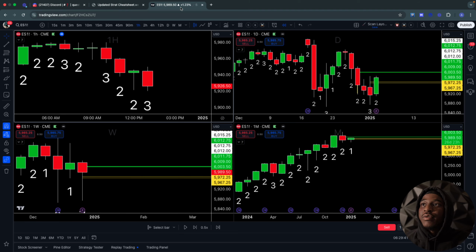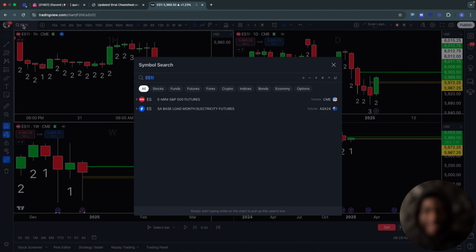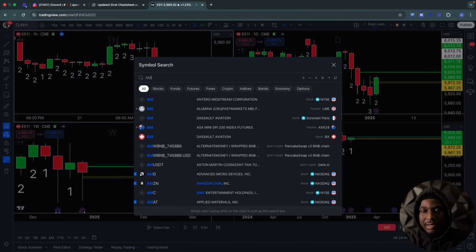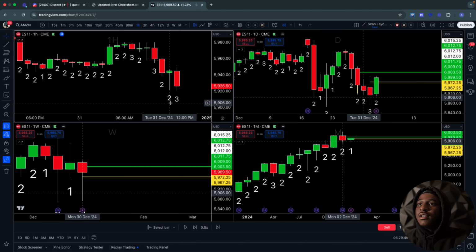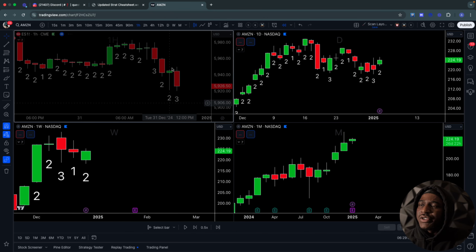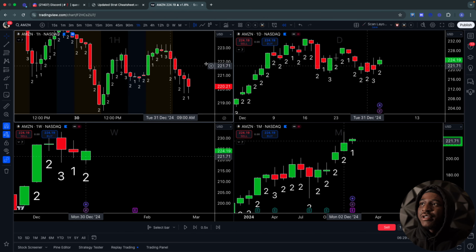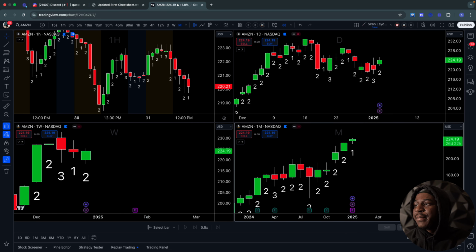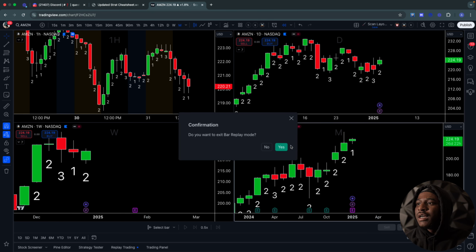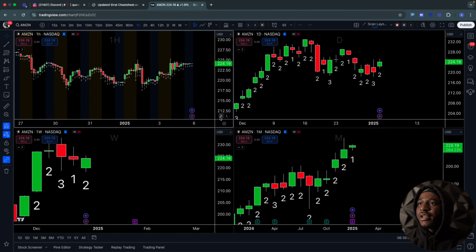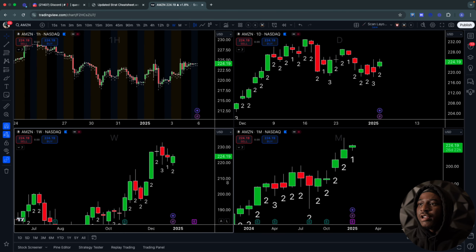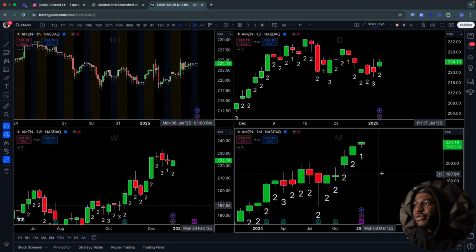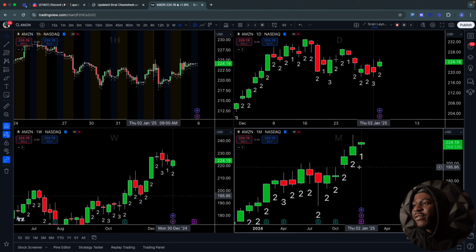So I'll pull that up with ES, but actually I'll pull up a stock because it'll be a little bit better. Let me see if I can pull up just a random stock. I'll say Amazon for something like that. Let's use Amazon. So if I pull up Amazon, this is going to be the hourly chart, daily chart, weekly chart, and then the monthly chart, right? So I'm going to exit this real quick just so y'all can see it. First I want to go on to, let's just say, for example, a monthly time frame or something like that, right?